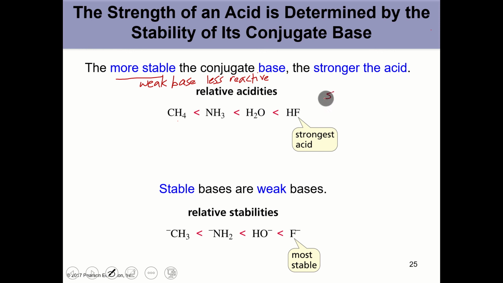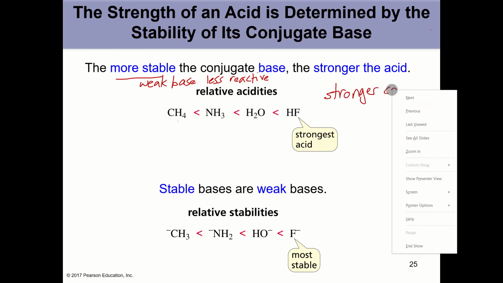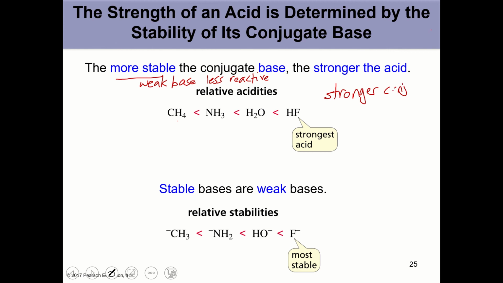And so we can say the stronger the conjugate acid, the weaker its conjugate base.